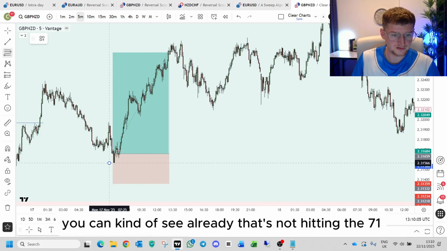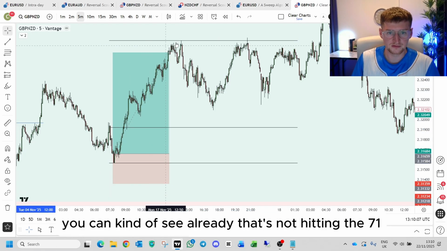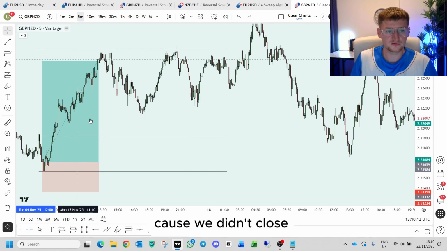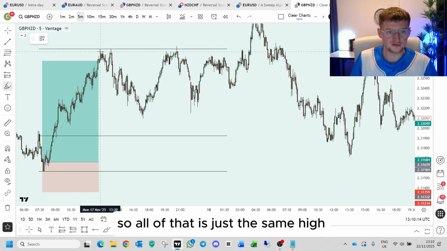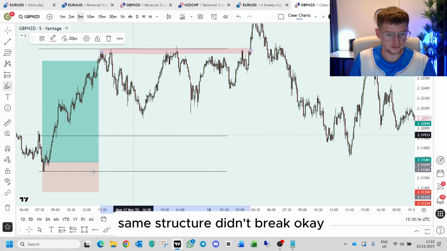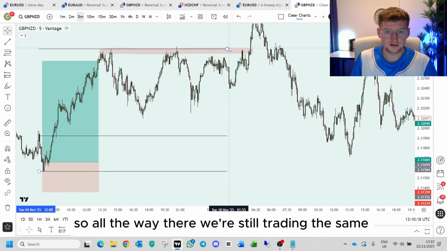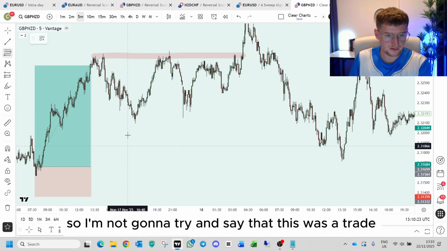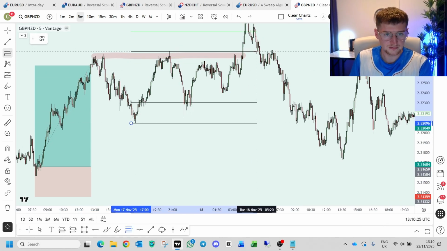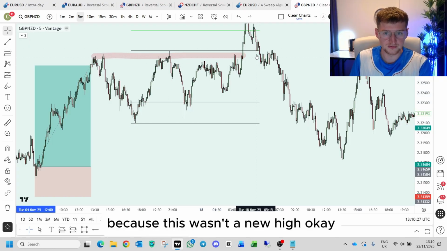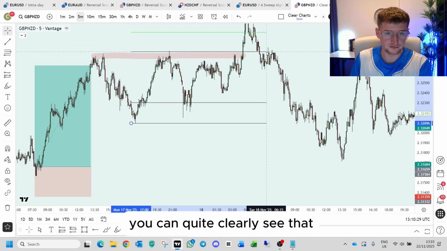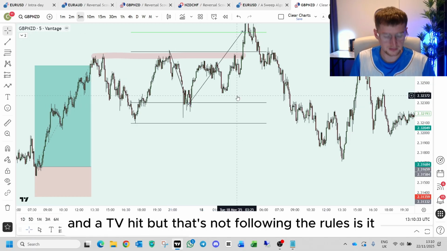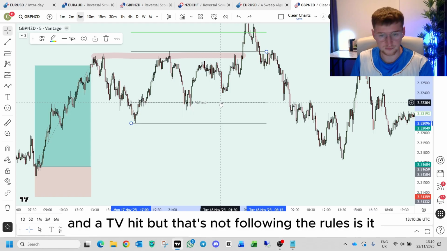You can kind of see already that's not hitting the 71, just like that. This wasn't a break of structure higher because we didn't close, so all of that is just the same high, same structure, didn't break. Okay, so all the way there we're still trading the same. So I'm not going to try and say that this was a trade because this wasn't a new high, okay? But even if you did use the model, you can quite clearly see that you would have had a retracement to the level and a TP hit. But that's not following the rules, is it?